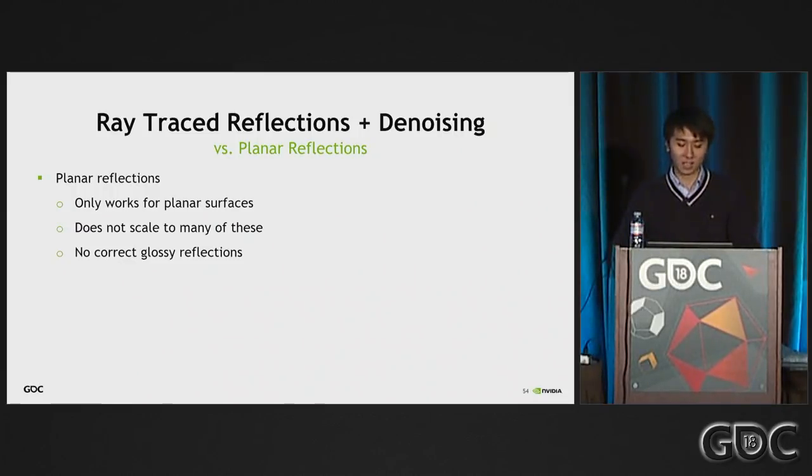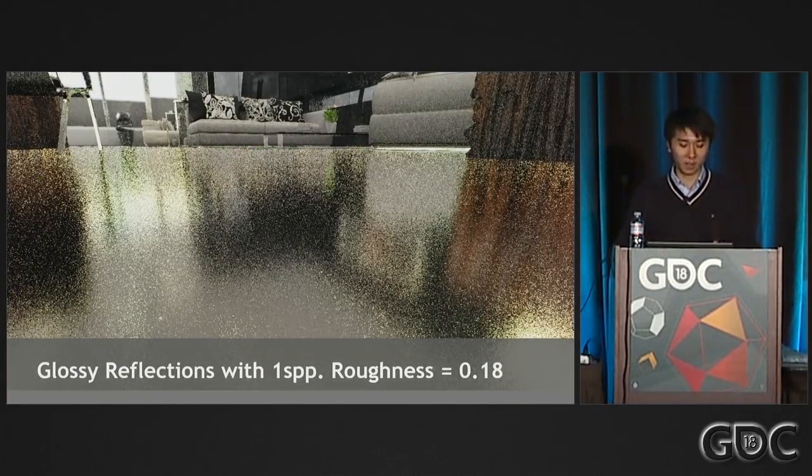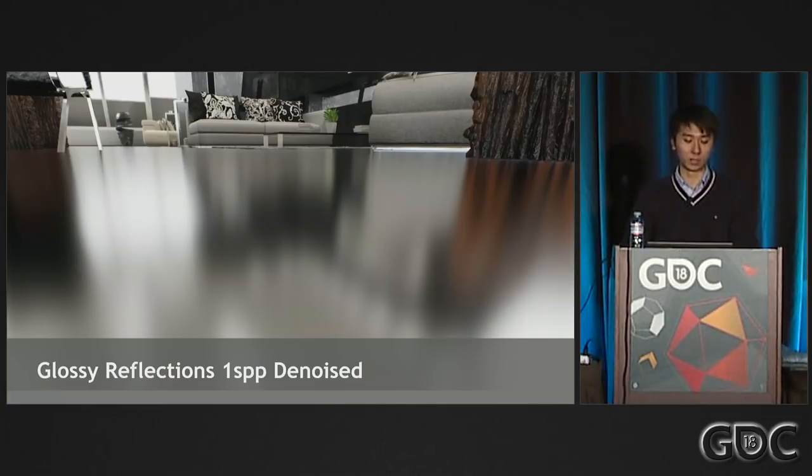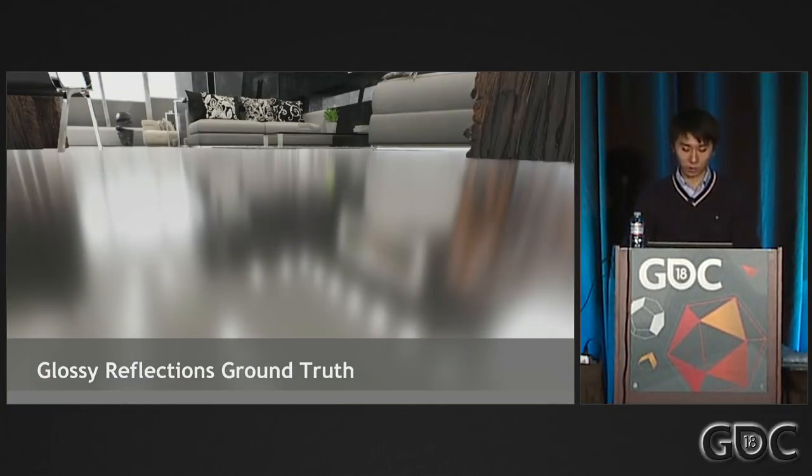All right, let's look at our denoiser. This is the input, and for the plane surface here, we use a GGX squared roughness of 0.18, and this is the denoised result. It's similar to the one that Nacho showed earlier. And this is the ground truth image.